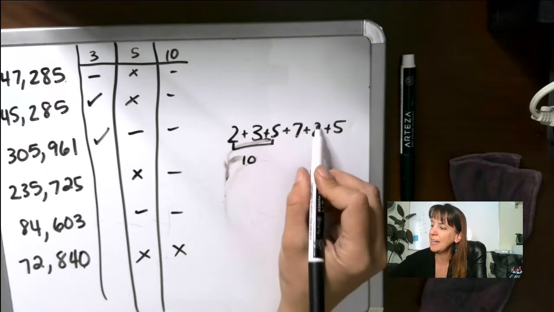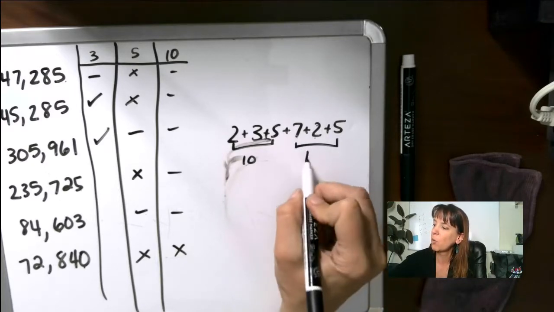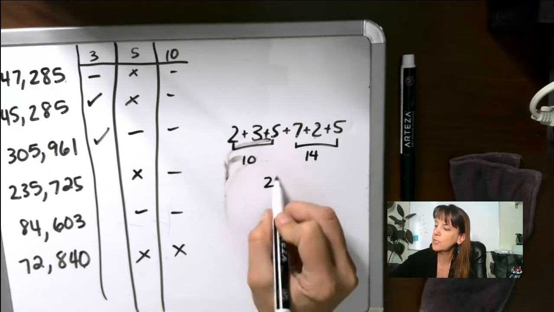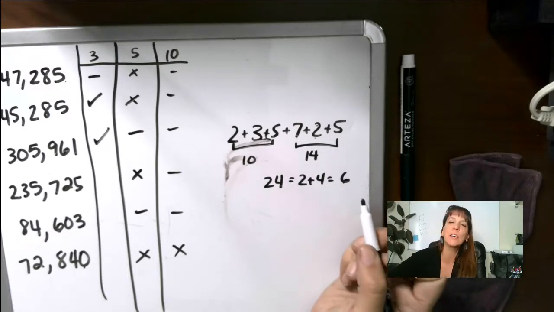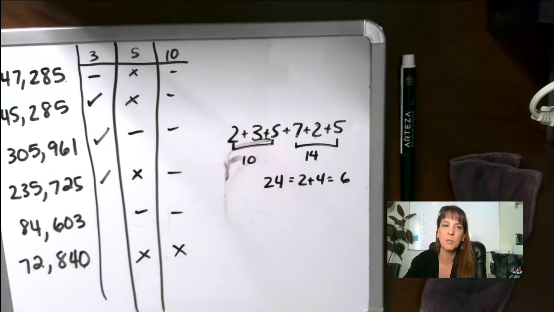Okay, this is going to be 5 and 5, so that's 5 and that's 5. So all this garbage right here is going to be 10. So 7, 8, 9. This is going to be 14. That gives us 24, which equals 2 plus 4, which equals 6. 3 goes into 6, so 3 is going to go into this number right here.